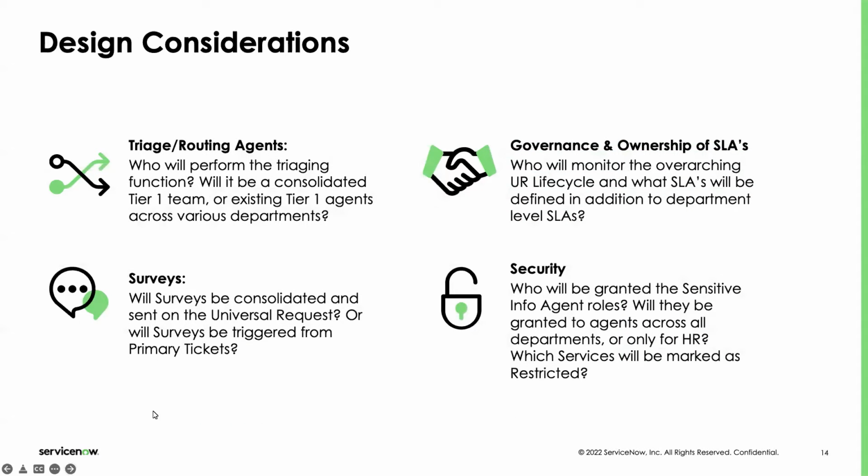Okay, now moving on to the design considerations. This is something that I talked about in the beginning. What do you need to keep in mind as you look to implement universal request? The first thing is that whenever a universal request gets submitted, it comes to a routing layer, where tier 1 agents have to figure out which department the ticket has to go to. So you'll probably need to identify what that structure is going to look like. Who are the people who should be part of it? Should you have participation from tier 1 agents from the different departments, or is it one group that is doing routing for all the different departments?